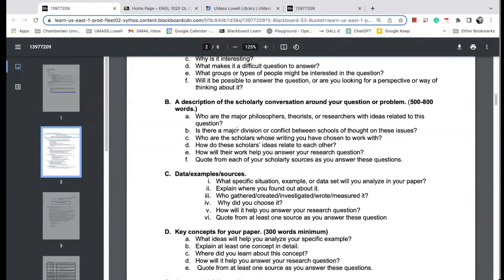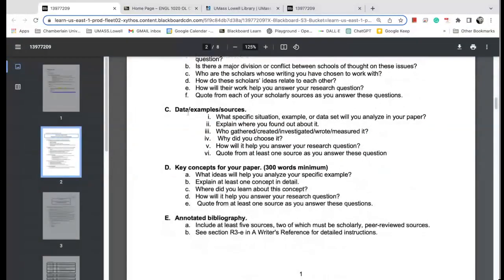So, whatever your subject is, you need to find the academic conversation that's going on about it. Like if you're doing guns policy, you want to talk about it in terms of political policy or law or constitutional law, right? That's the academic angle on your subject. That's what scholarly conversation is all about.